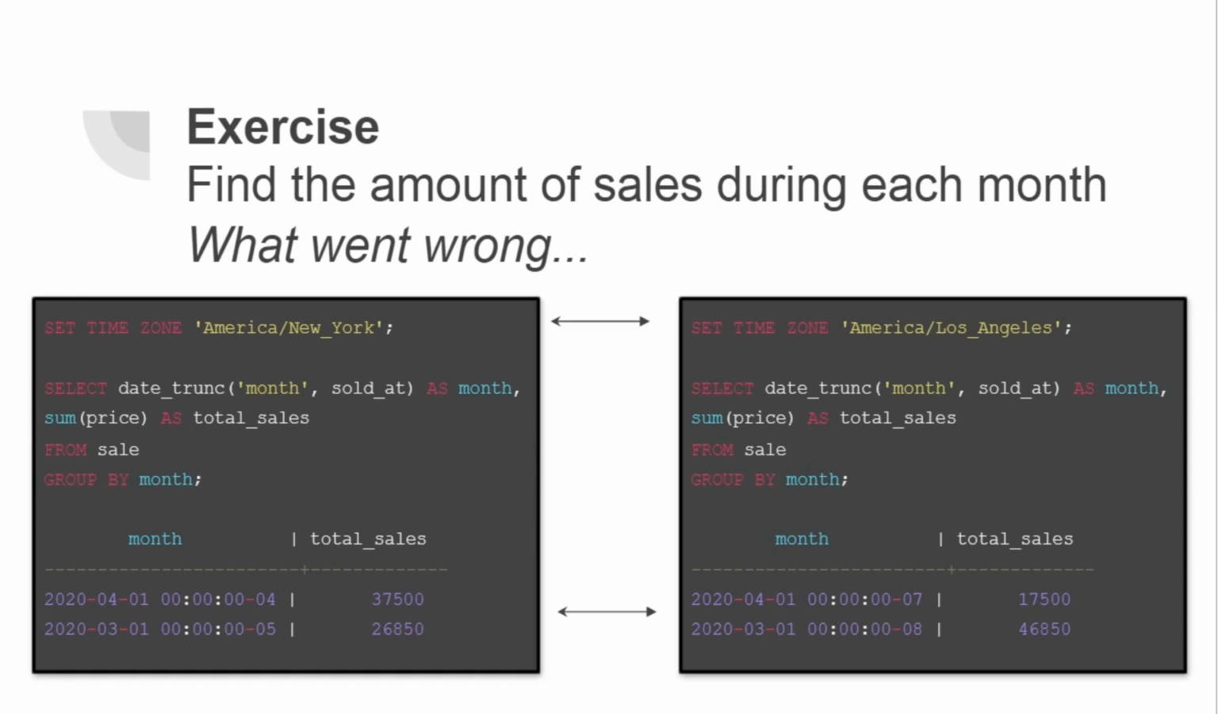Now, just imagine if we have like a nationwide store and we schedule a meeting in HQ about the sales, and the salespeople from New York come and the salespeople from Los Angeles come, and each and every one of them has different results. They work with different figures. This can be very dangerous.